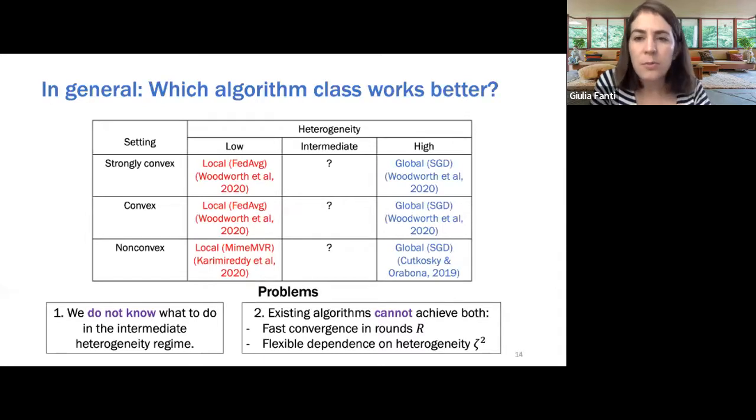And so this intuition holds more generally across a variety of settings, including strongly convex, general convex, and non-convex. There have been results showing that local methods work well at low heterogeneity, and global methods work well at high heterogeneity, but we don't really know what to do in between. And existing algorithms are not able to both achieve fast convergence in our rounds R, as well as flexible dependence on heterogeneity. Okay. So that's the problem that we're trying to address in this work.